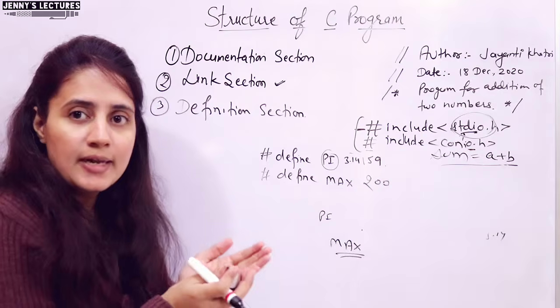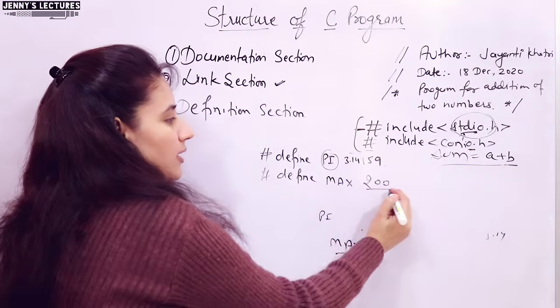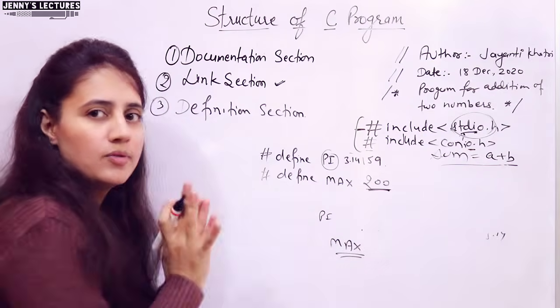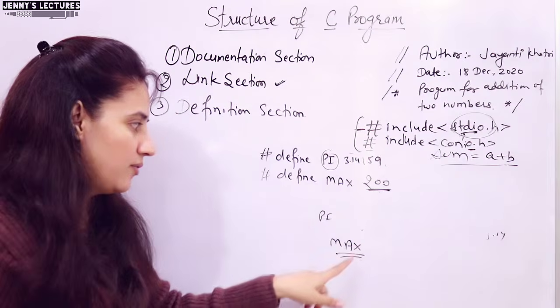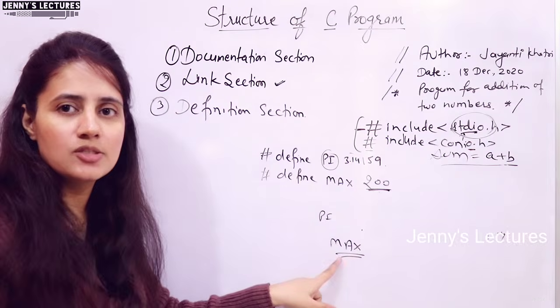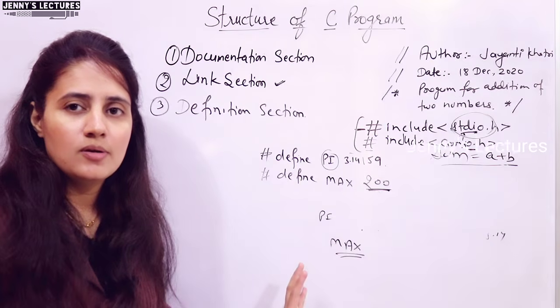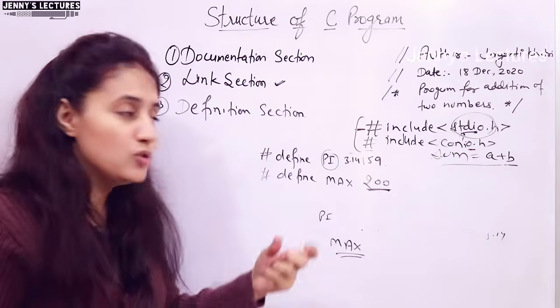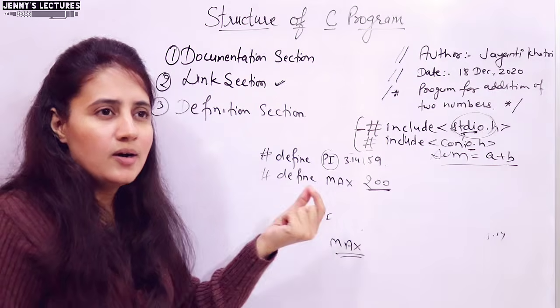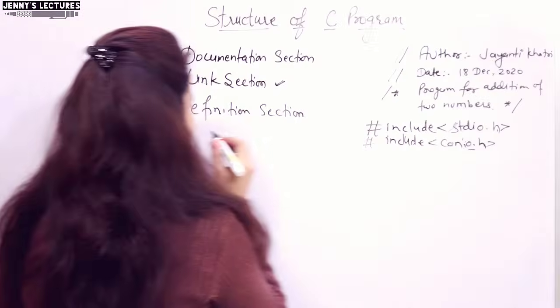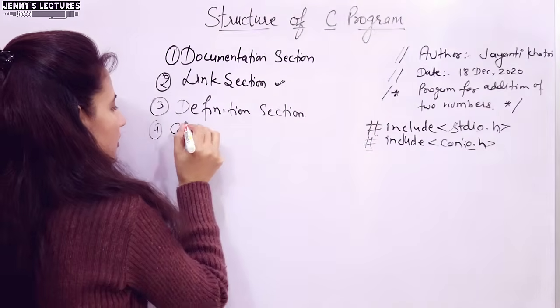So when you are going to update, you just have to update here only, 100 to 200, that's it, and that will automatically be replaced by 200 every time you write max in a program. So that is, you can say, the advantage of using these macro definitions. Or here you can also write a small function definition. Next comes the global declaration section.